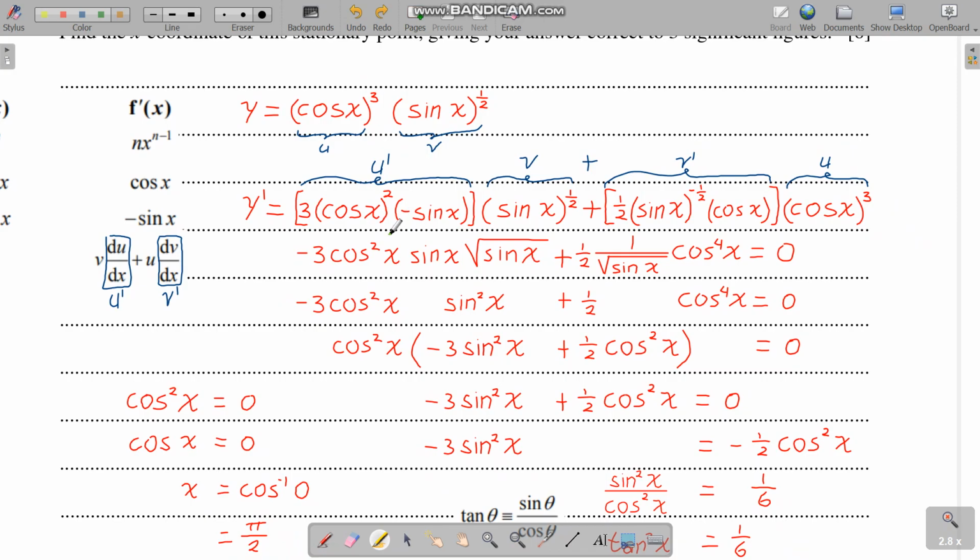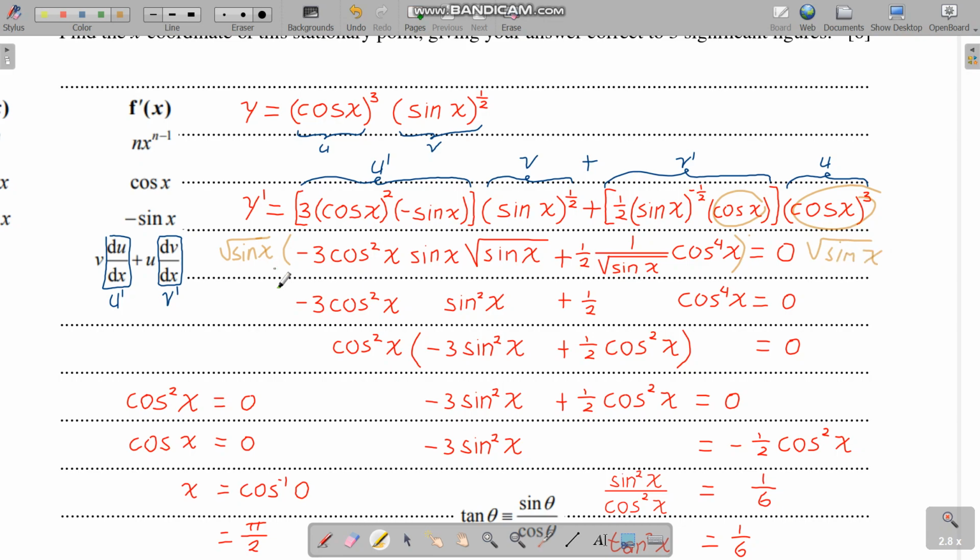So let's simplify. Cos to the power of 2, you can write the power here. Minus times 3, that's minus 3. And to the power of 1/2, that is the square root of. And to the power of minus 1/2, that is 1 over the square root of. And cos times cos cubed is cos to the 4th power. So the next step is to multiply both sides by the square root of sine x. So we multiply both sides by root sine x.